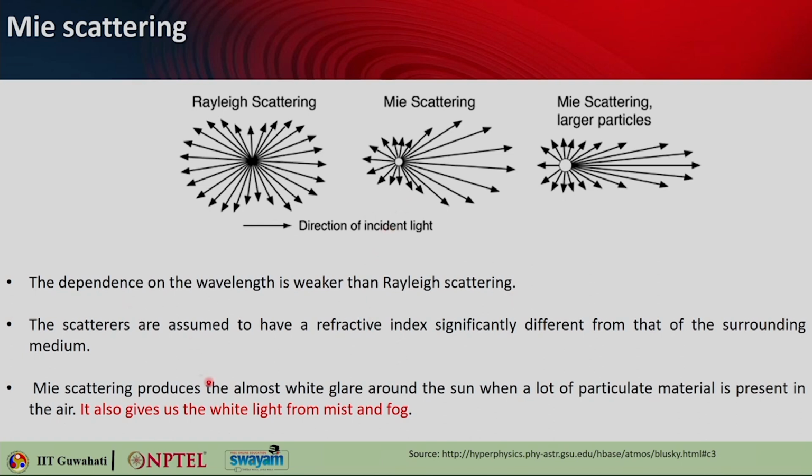Okay. And Mie scattering also produces an almost white glare around the sun when a lot of particulate material is present, like dust particles which are much larger than or comparable to the wavelength of light. This is also the reason why we get white light from mist or fog. All the colors get mixed up, and that is why you get the white glare. The reason is that in Mie scattering the dependence on wavelength is not as strong and dramatic as in Rayleigh scattering.